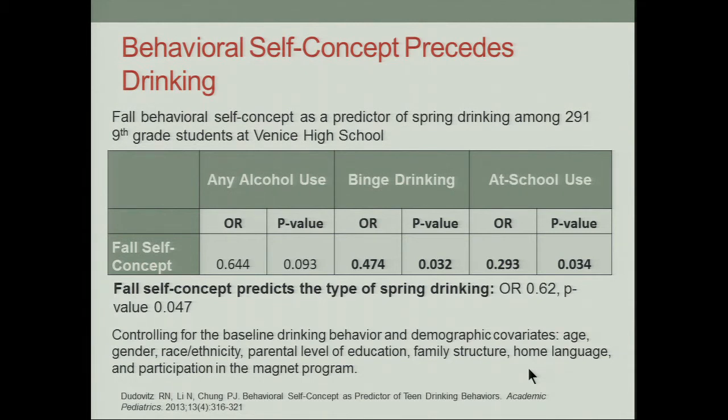And what we found was that baseline self-concept predicted the odds of binge drinking and at-school drinking at follow-up, even controlling for baseline drinking behaviors. And in addition, baseline self-concept predicted the type of drinking behavior such that students with the lowest self-concept in the fall had increased odds of engaging in more risky drinking behaviors in the spring after controlling for the riskiness of their fall drinking.